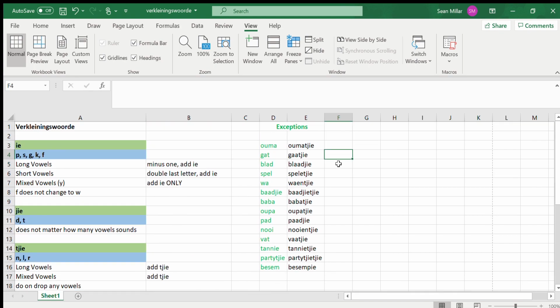Then these are some exceptions that we've seen over the years. Oma, gat, blad, spal, va, baadjie, baba, oupa, pat, nooi, vat, tannie, partytjie, and beseempie. These are the exceptions we've seen, and this concludes the video for Verkleiningswoorde.